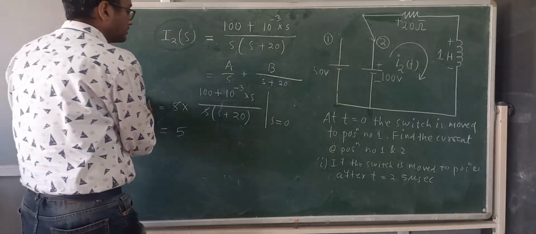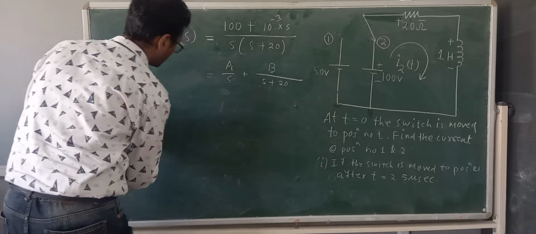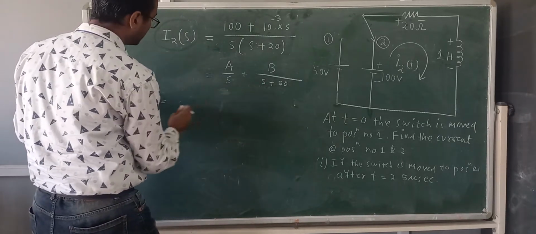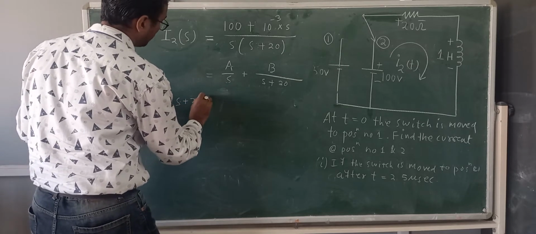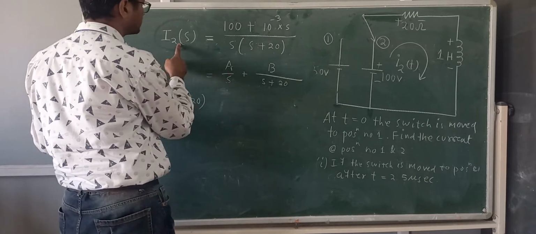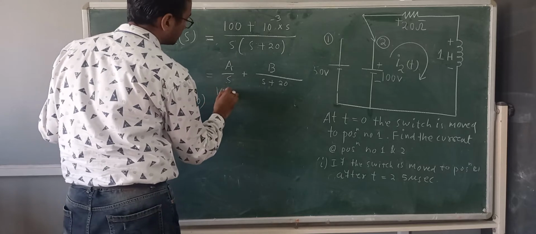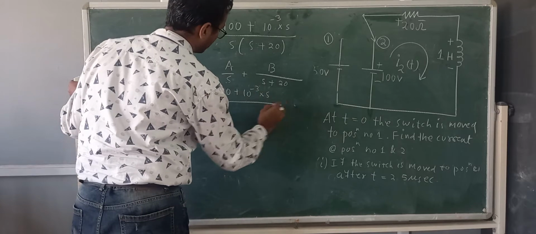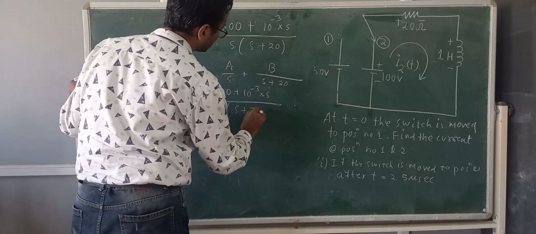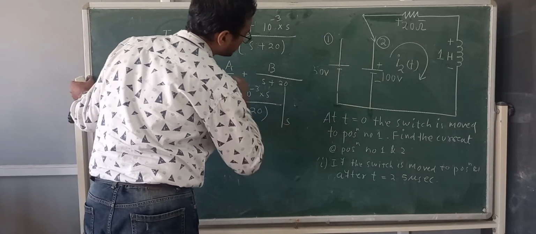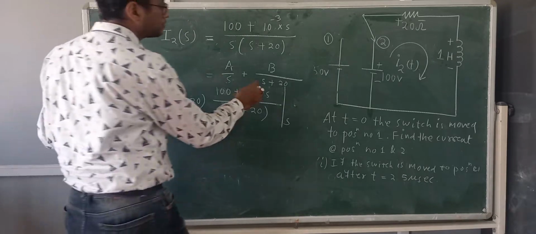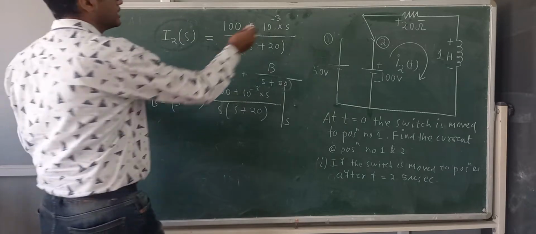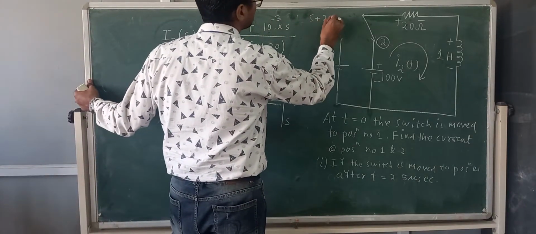Please practice it. Then you can understand. So let us find b here. How to find b here? What is the denominator of b here? s plus 20. Multiply s plus 20 with I2s. What is I2s? This is 100 plus 10 to the power minus 3 into s, divided by s into s plus 20. So in place of s, what do you have to write? Put s plus 20 equal to 0.